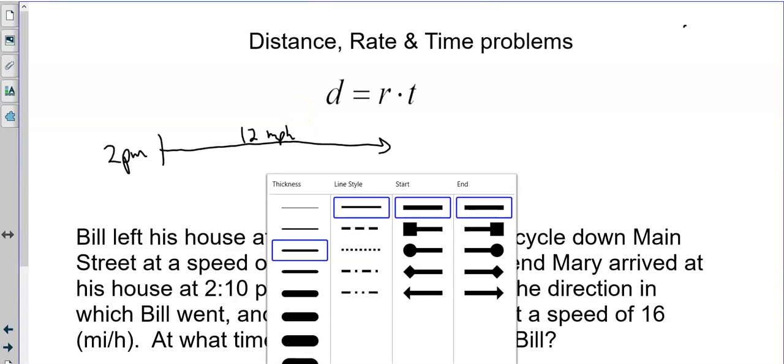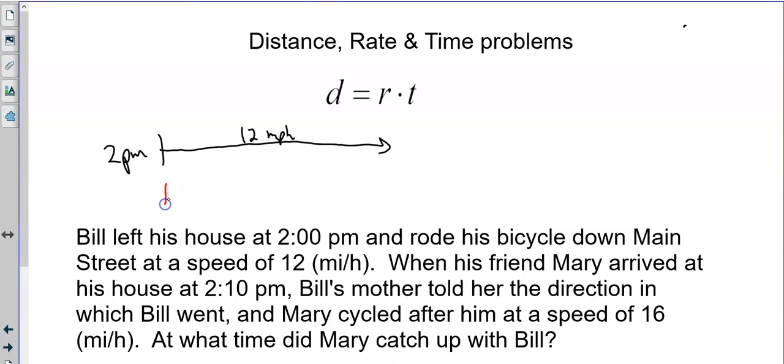And then Mary left the same place. And she's pedaling for a while. And she's going at a faster speed, I think. Let's see. She's going 16 miles per hour. And she left at 2:10, so she left just a little bit later. But eventually they caught up, right? So they did eventually meet together. She caught up and they were at the same level.